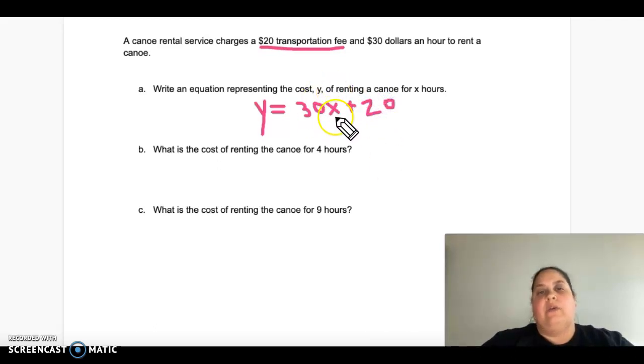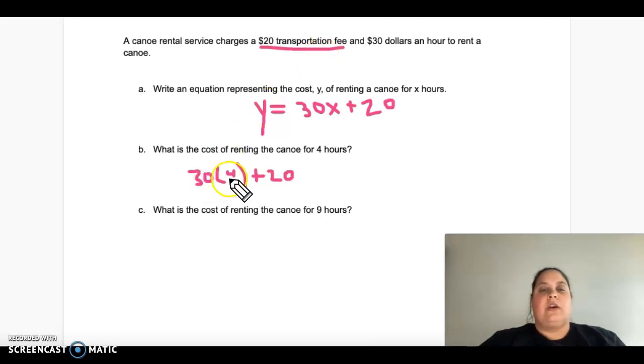So if I do 1 hour, it's $30 plus $20 because it's only 1 hour, right? If I do 2 hours, then that means I need $60 because it's $30 per hour and then plus that $20. So this is our equation. Now from there, we just want to figure out how much it's going to be for 4 hours and how much it's going to be for 9. So again, remember, all I'm going to do is plug that 4 hours in by my 30, because 30 times 4, that's going to tell me how much that's going to be. And then from there, I'll add on $20 at the end for that transportation fee.